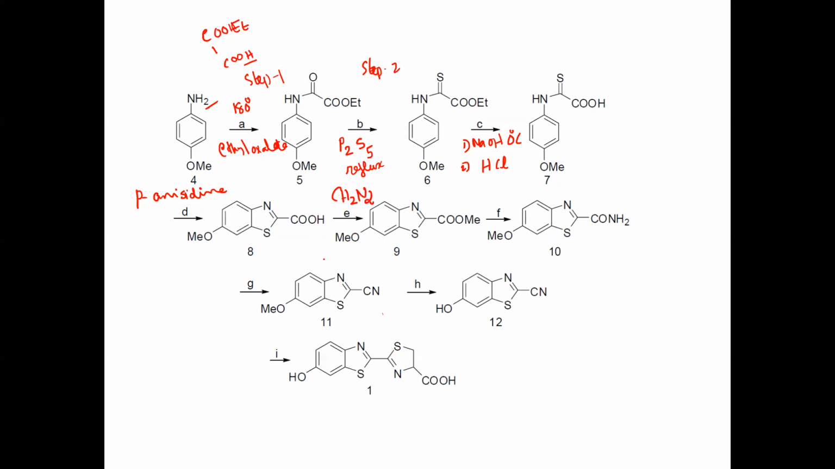The diazomethane can be used because diazomethane should be at very low temperature, 0 degrees Celsius. It will give the methylated compound.